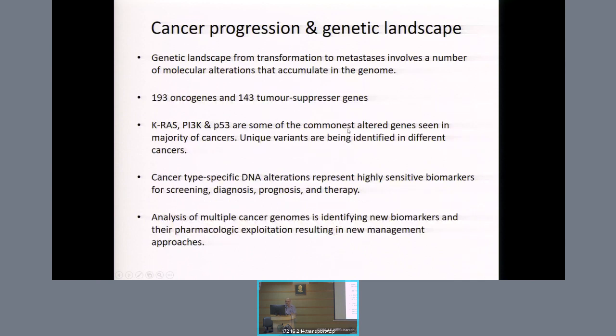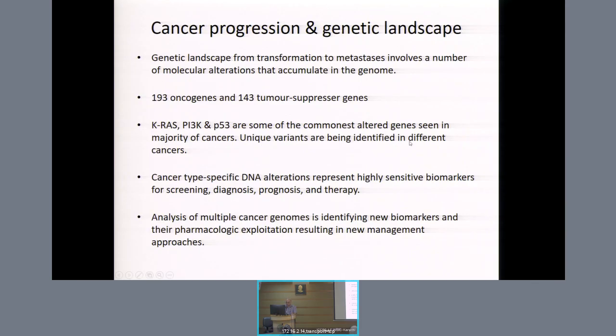Some more information. This genetic landscape from transformation to metastasis involves a number of molecular alterations that accumulate within the genome. It has been seen that 193 oncogenes and 143 tumor suppressor genes are involved. They have been identified, and they are KRAS, PI3K, and P53. They are the genes which are seen involved in most of the cancers.